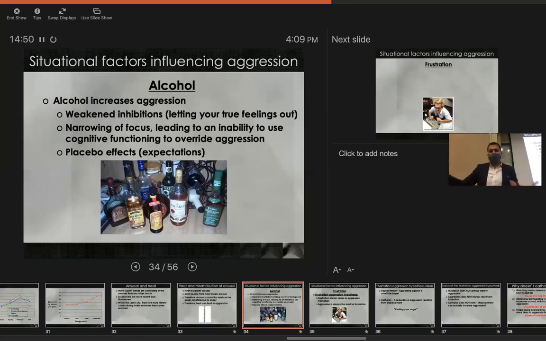Okay? Obviously, they're not actually drunk because they actually haven't had alcohol. But if they believe they're drinking alcohol, they tend to act in ways that are consistent with how they think a drunk person acts. And so if people believe that alcohol causes aggression, then drinking alcohol can lead them to start acting in ways that they believe people act when they've been drinking. Okay, so for all these reasons, alcohol can increase aggression.